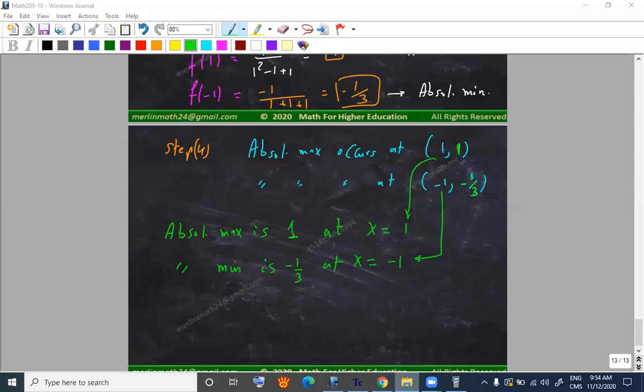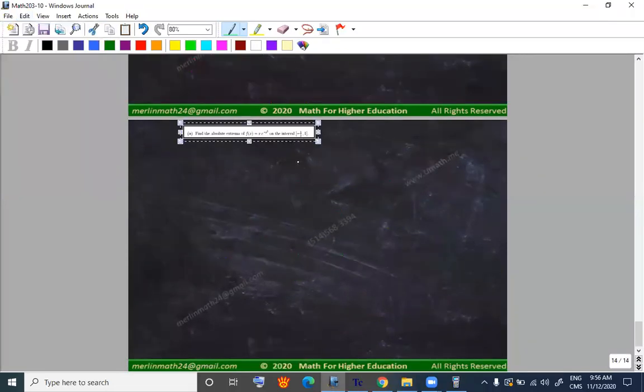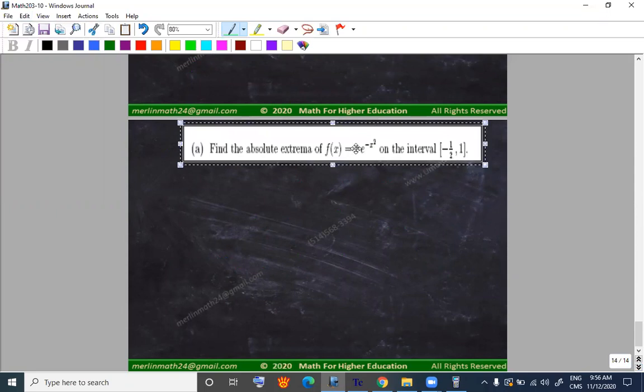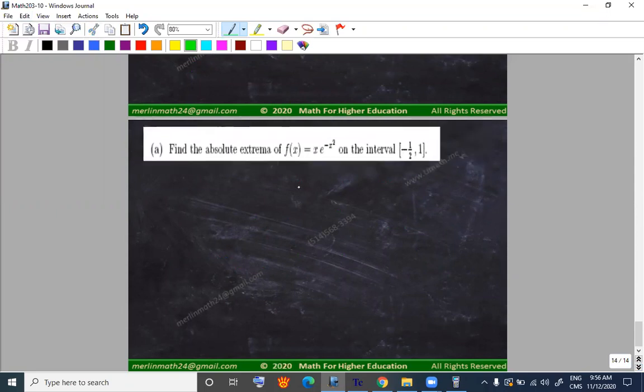Okay, do one more as before. Go ahead. Same question: find the absolute extrema of this function. Right away, I would say f prime equals 0. Find the derivative. Now this is x times e to the minus. So there's a product in between. We agree.